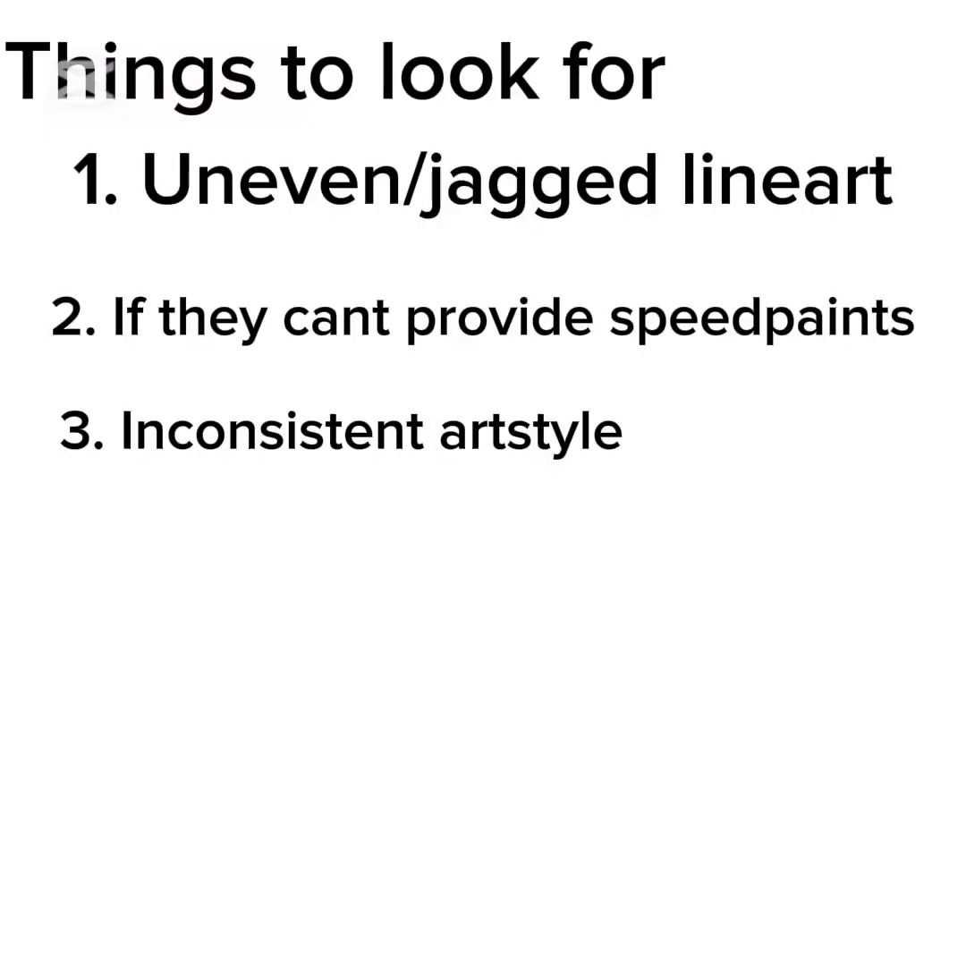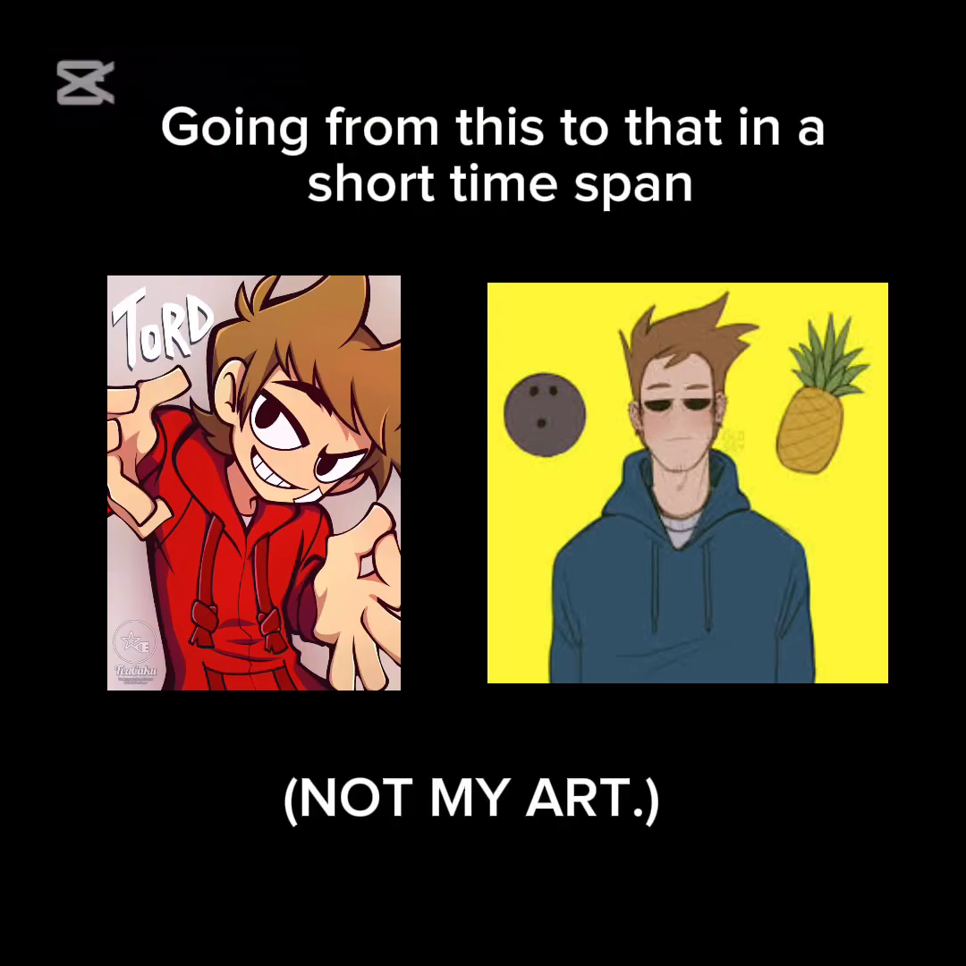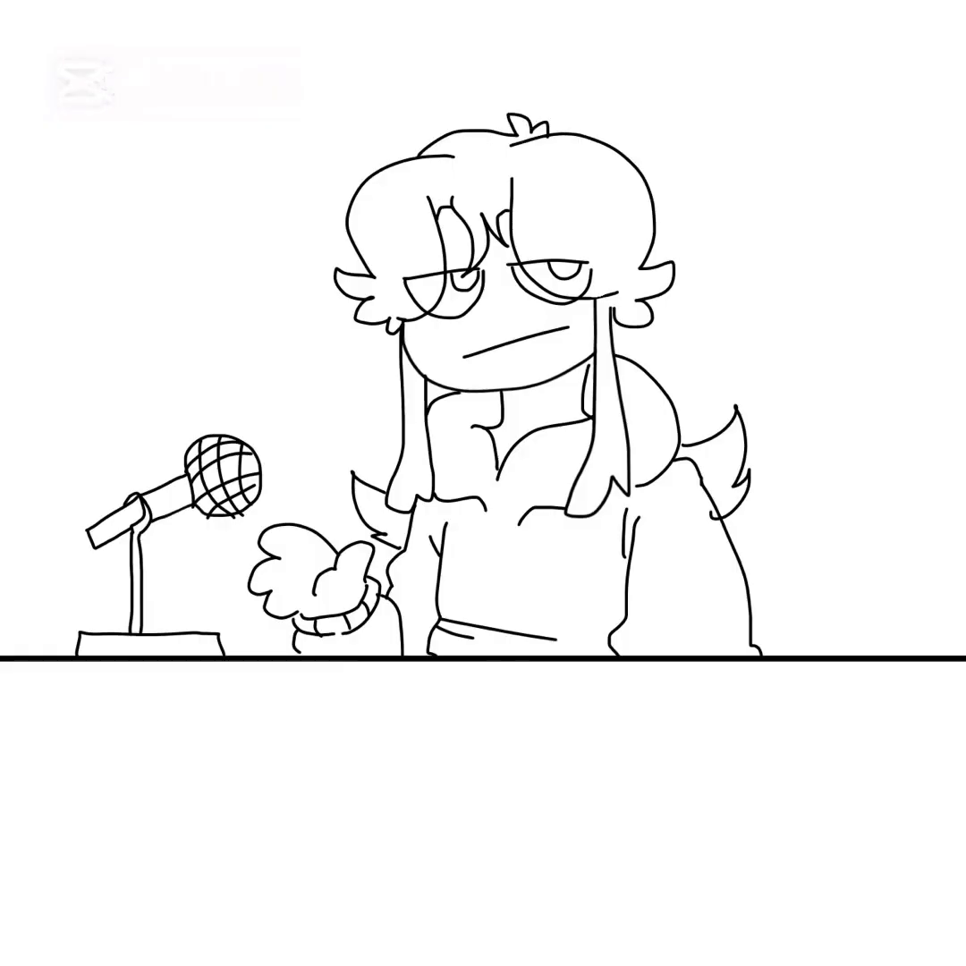Number 3, inconsistent art style. One of the easier ways to spot a tracer is being able to notice the very inconsistent art style change. I will be using 2 arts to show an example. As you can see, these 2 art styles are very different. And like I said before, tracers are usually little kids who don't want to practice making their own art. And knowing that is probably why they don't get the concept of an actual art style change.